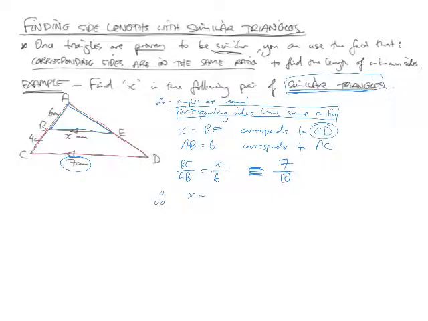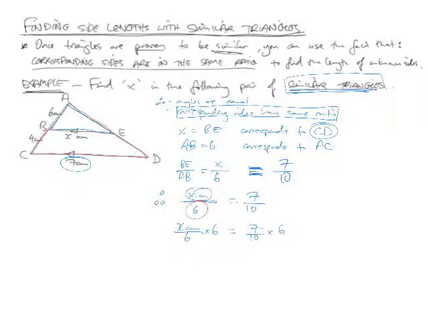Therefore, x centimeters over 6 is equal to 7 over 10. And now all we need to do to solve for x, if you're not familiar with algebra, is do the opposite operation of what you're trying to get rid of on both sides. So I want to get rid of divide by 6. The opposite of dividing something by 6 is timesing it by 6. So x centimeters over 6 times by 6 is going to be 7 over 10 times by 6.